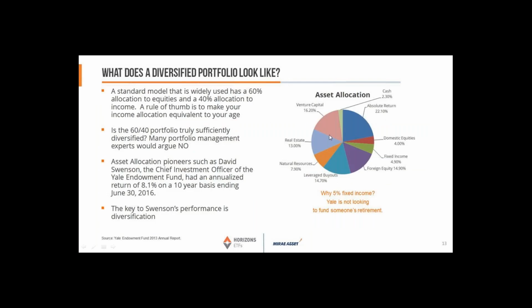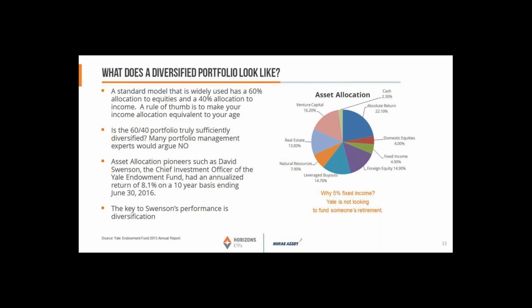And so what does a diversified portfolio look like? Well, I'm not saying you can build this portfolio per se, but people are starting to move away from just fully owning equities. And we can see here, for example, the Yale Endowment Fund, which is one of the best performing institutional endowment funds in the world.